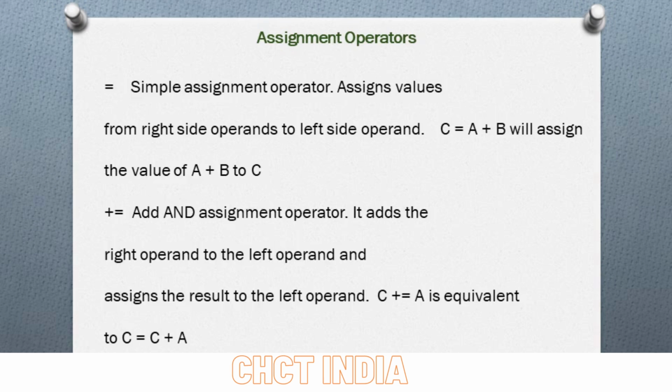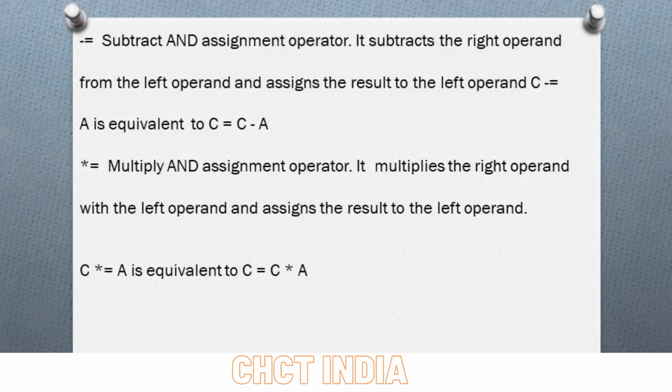The next is the plus equals to operator. It adds the two operands and assigns the value to the left hand side. The example is the value of C is added to the value of A and assigned to C. The next is minus equals to. The value of C is deducted from A and assigned to C. In the same way, multiplication is performed. It multiplies the two operands: the value of C is multiplied by A and assigned to C.